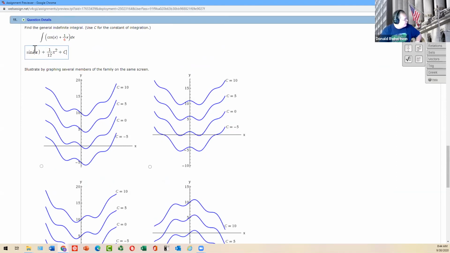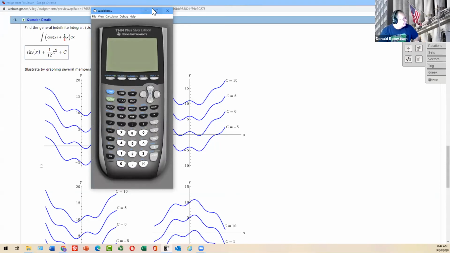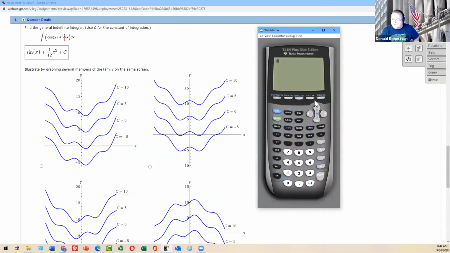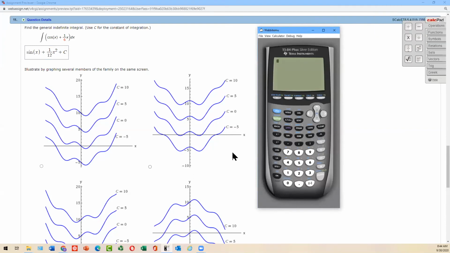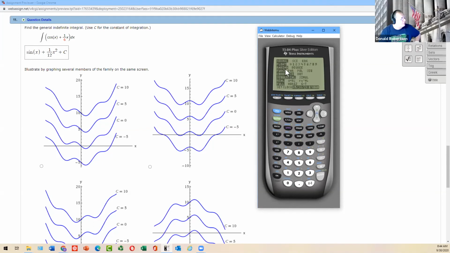So what we're looking at here is the general indefinite integral, right? The one with the plus C, but we're still trying to essentially let the calculator help us. So, do you see a little calculator on my screen right now? Yeah. Okay, so let me show you what I would do here. First thing is a bit silly, but just make sure you're in radians. And now I'll get out of that.